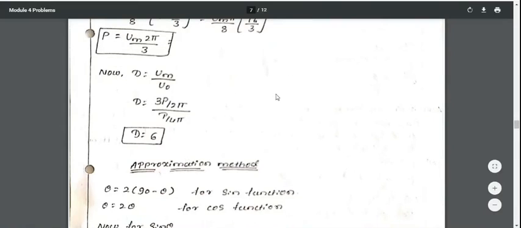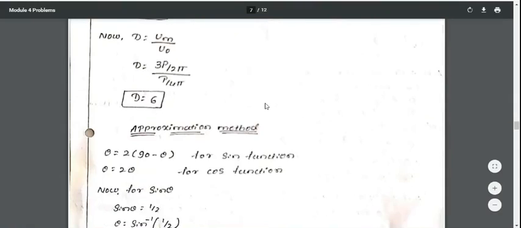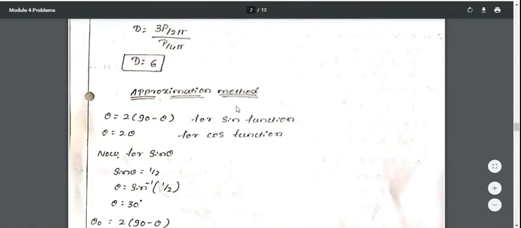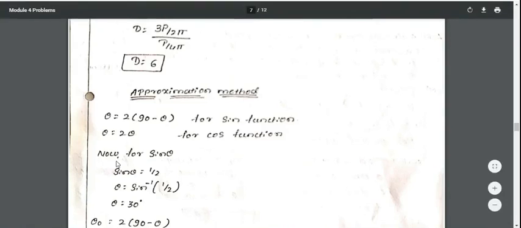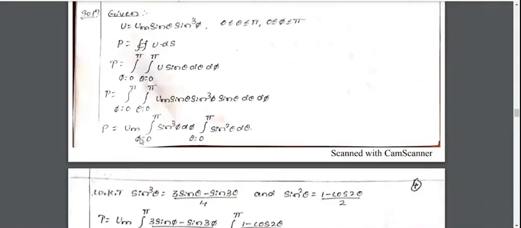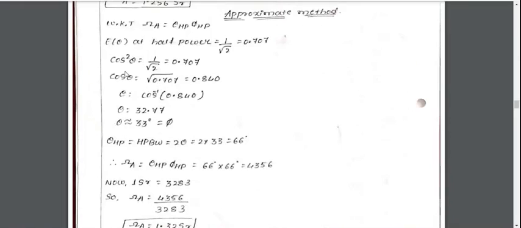Now, how do we find directivity by the approximate method? If we have a sine function, theta0 is equal to 2 times (90 minus theta). If we have cos terms, or cos functions, then theta0 is equal to 2 theta. That's what we did in the previous problem, where we had the cos term, so theta0 is 2 theta.